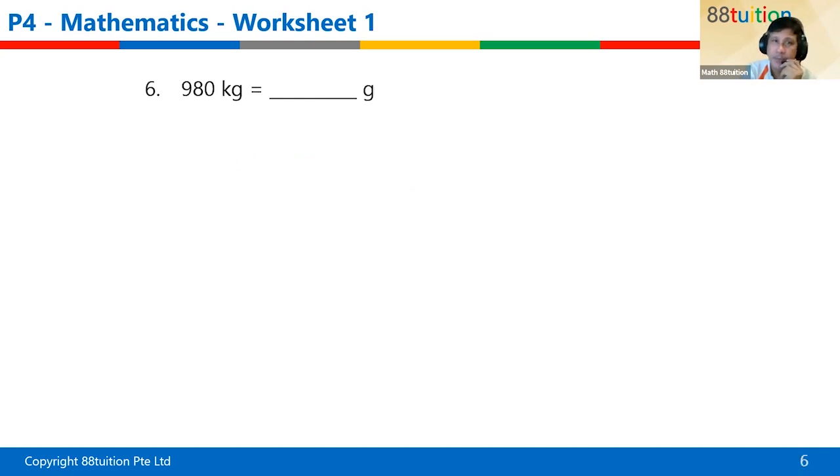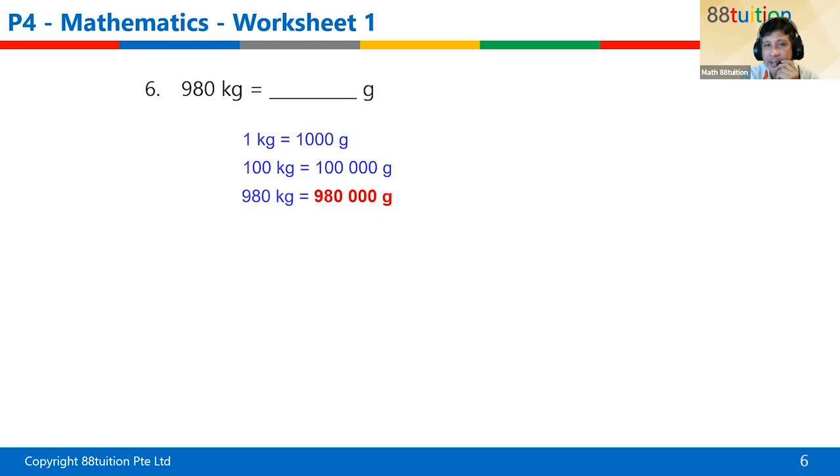Question 6. This is on mass. Conversion is 1 kilogram to 1,000 grams. And we have a very, very big number, 980 kilograms. So let's just use 1 first. If 1 kilogram is 1,000 grams, then 10 kilograms will be 10,000 grams. Then 100 kilograms will be 100,000 grams. And since this is the case, we have 980 kilograms, that will be 980,000 grams.